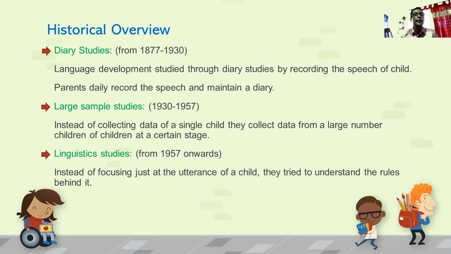And the last one is linguistic studies, which started from 1957 and is still going on. Instead of focusing just on the utterance of a child, they try to understand the rules behind it. So these are the historical perspective and overview of child language acquisition. It's a never-ending process. It is still going on and on. So dear students, let us go to the next slide and go forward.